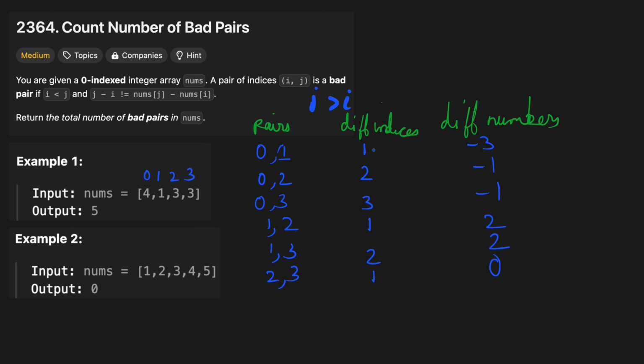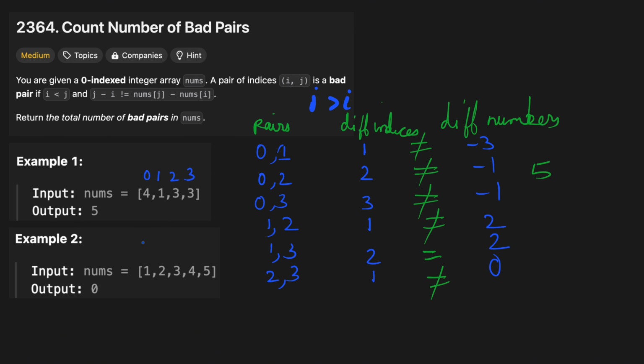So now we can check which of the pairs is a good pair or a bad pair. Here we can see that the difference in indices is not equal to the difference between the numbers, so it is a bad pair. Then this is also a bad pair. This is also a bad pair. This is also a bad pair. This is a good pair. And this is also a bad pair. So the total number of bad pairs we get is equal to 5, which will be our answer.